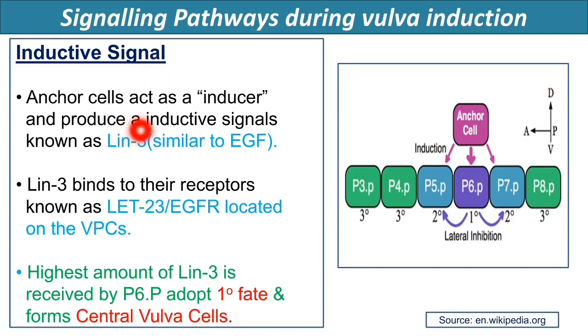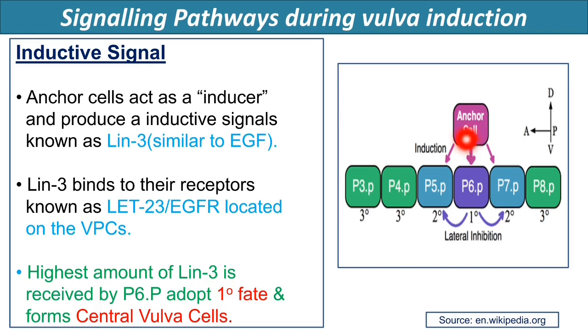We know that the anchor cell is very important as it acts as an inducer by giving inductive signals to VPCs in the form of a protein called Lin-3, which is similar to epidermal growth factor found in the human body and other higher animals. In the absence of the anchor cell, a vulva doesn't develop. So these cells are extremely important.